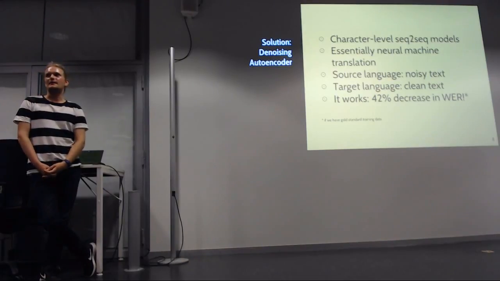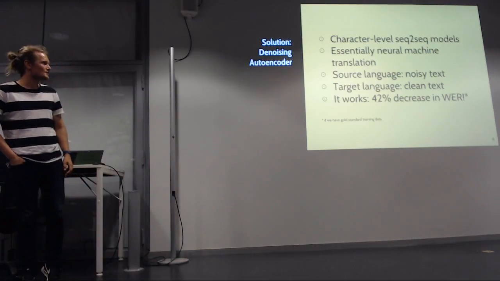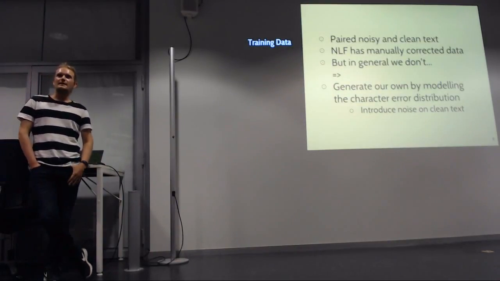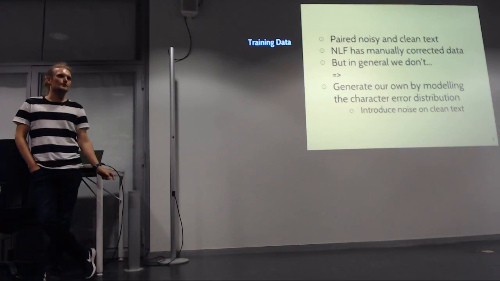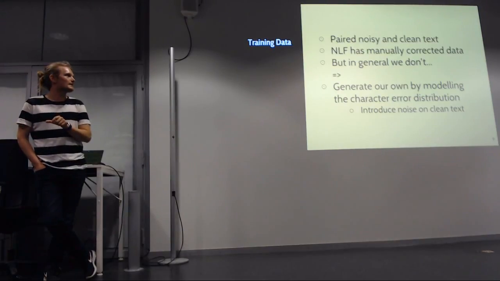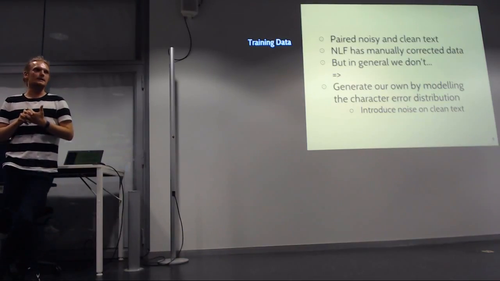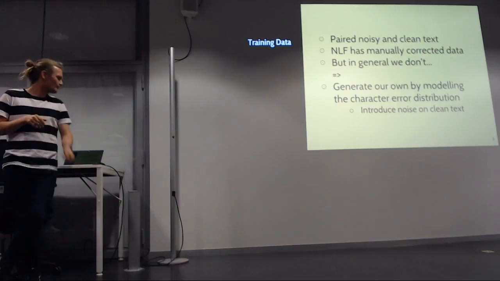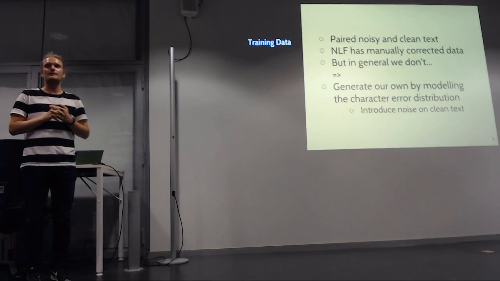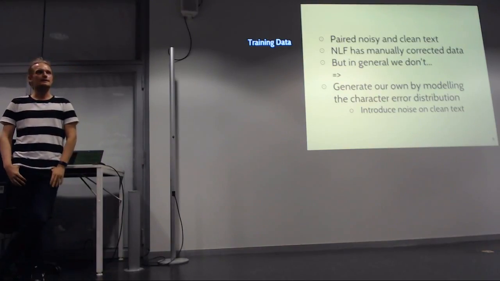The problem with this is that we actually need some sort of gold standard training data to get these types of results. That's the catch here. The training data has to be paired in a way that we have the same text, including the OCR noise, and then the manually corrected version. Luckily, the National Library of Finland has this type of data, so that's why we know that we can actually correct the data to some extent with these sequence-to-sequence models. But in general, the case is that we don't have this type of training data at all. So we started looking into ways to generate synthetic training data instead of using manually corrected data.